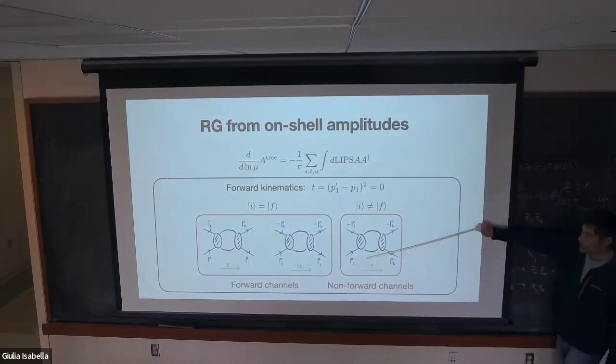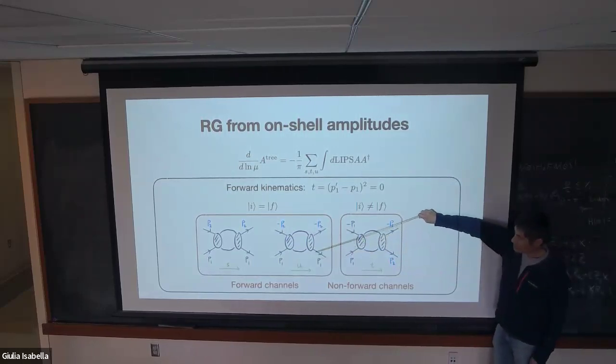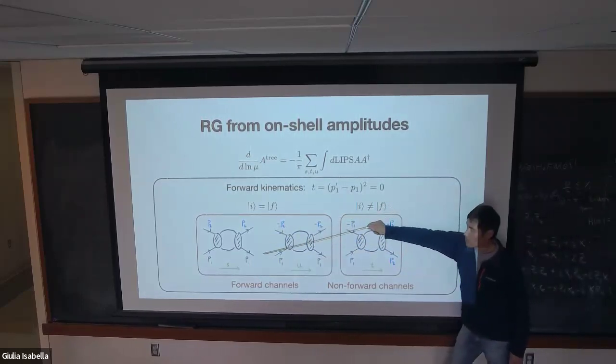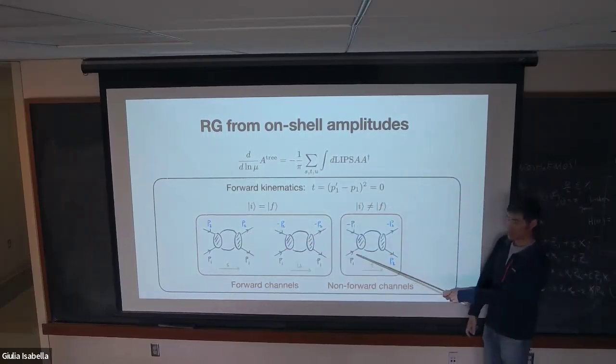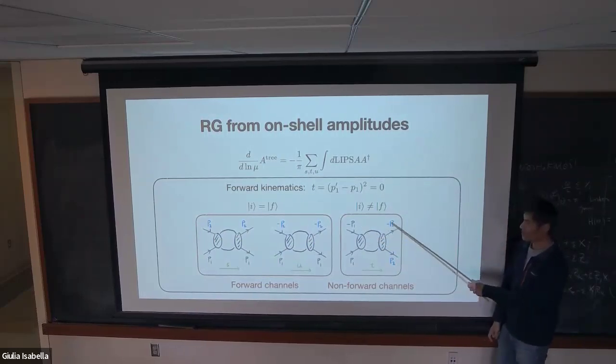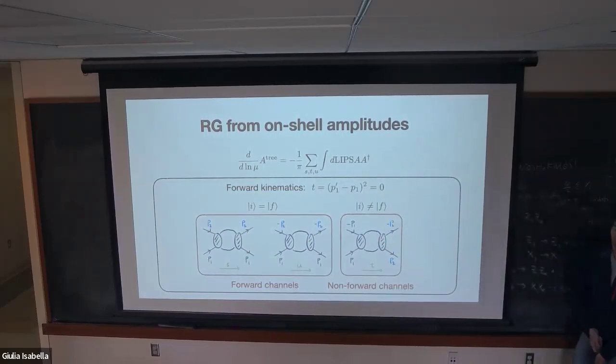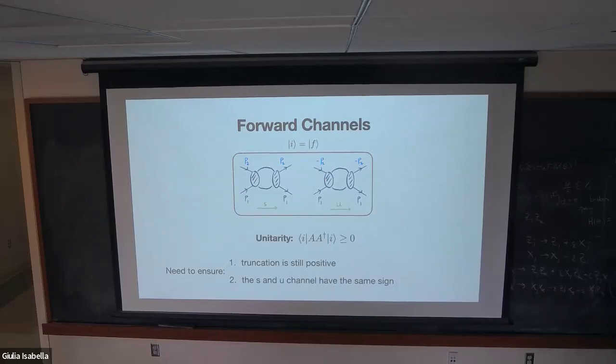But this is in contrast with the T channel, where this particle is crossing with this one. These two are crossing, such that my initial state becomes P1, minus P1, and the final state is P2, minus P2. Also, they don't have this forward limit, so the initial and final states are not the same for the T channel. Okay, so let's analyze them in turn.